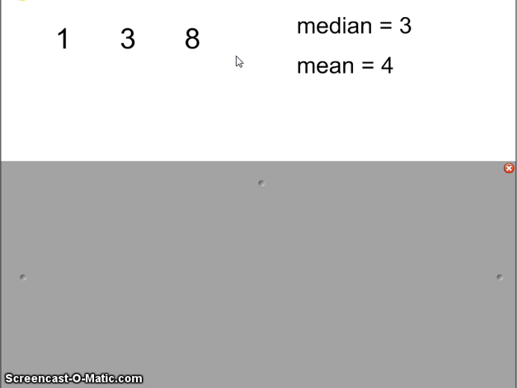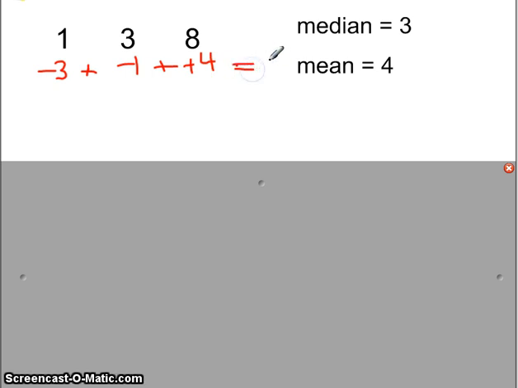A deviation is how much a data value differs from the mean. So, for example, 1 is 3 less than the mean. 3 is 1 less than the mean. And 8 is 4 more than the mean. If we add these three numbers together, I'm doing this with my mouse so it's kind of slow. If we add together these numbers, they equal 0.